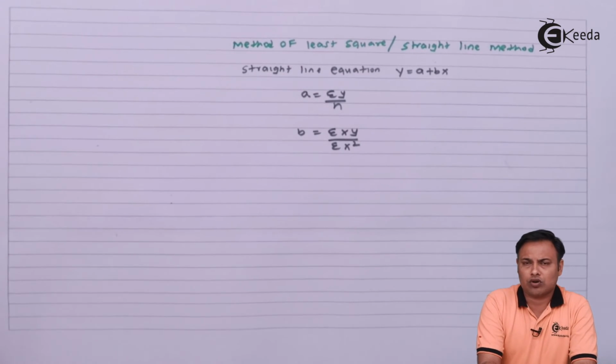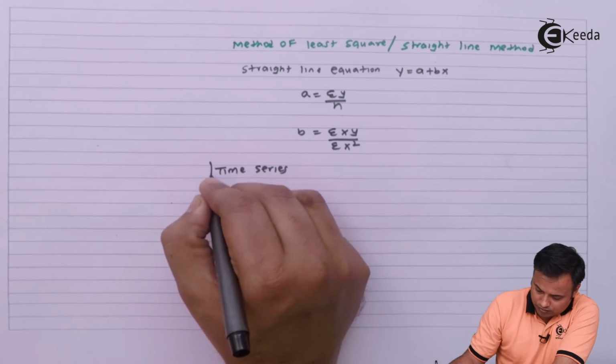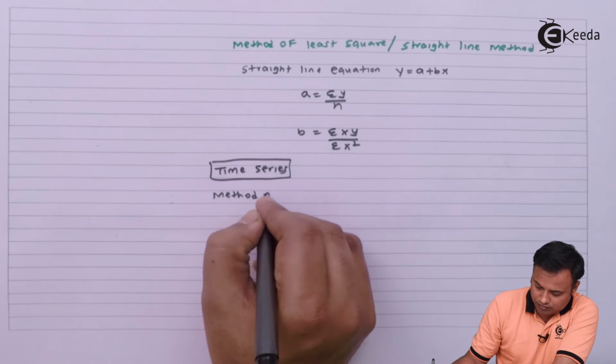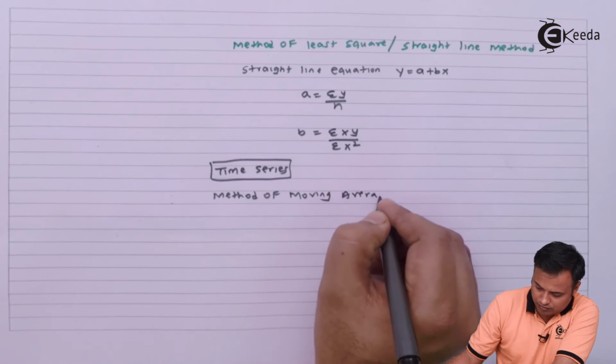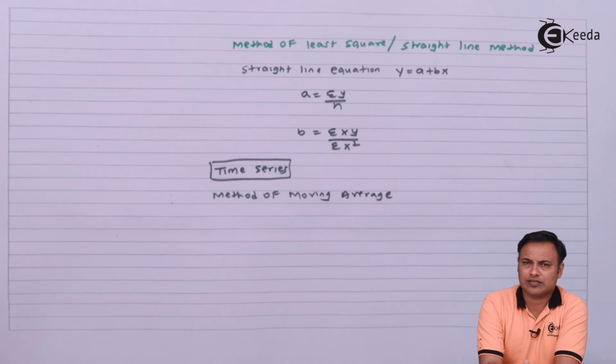My next method, and the so-called last method of forecasting, is fitting a trend by using something called time series. Under time series, we have multiple methods. One of the methods is the method of moving averages. Under this, we calculate the moving averages and try to establish a trend against the actual values given in a problem.